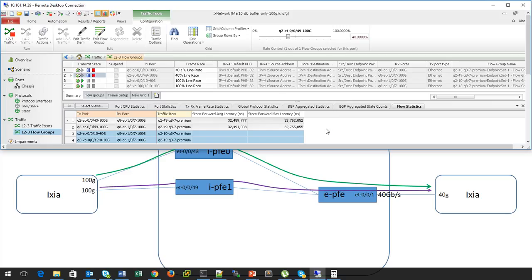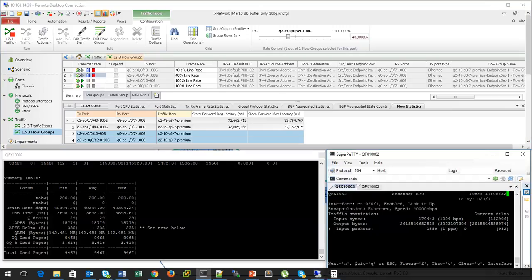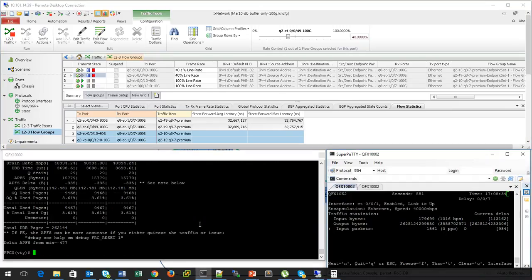So, waiting for statistics to be cleared. And we have here a situation where the maximum latency in this case is around 32.7. So the latency has gone up a little bit. And let's see now what happens, what the packet forwarding engine is telling us for this particular case.